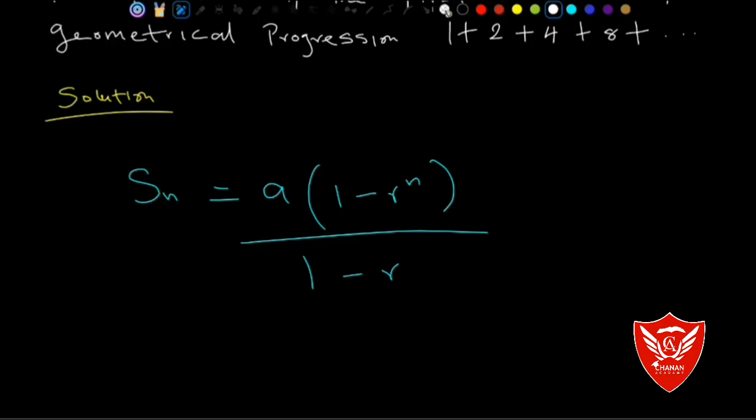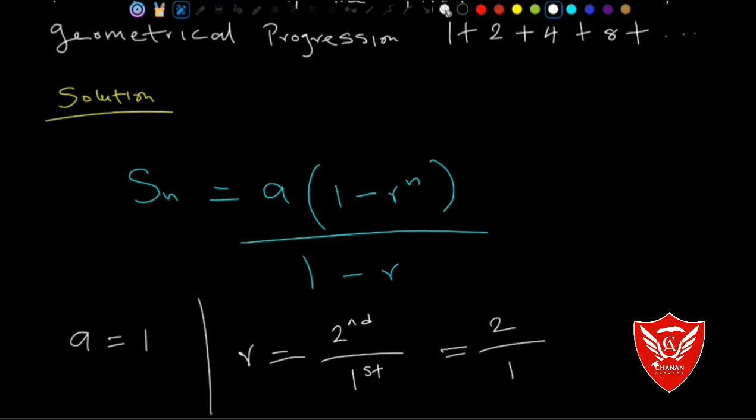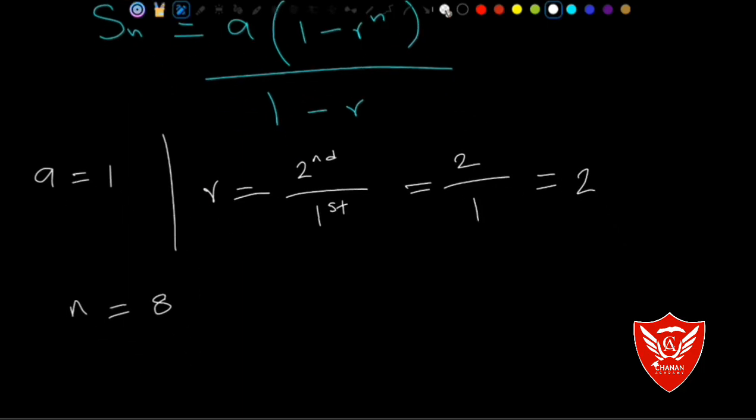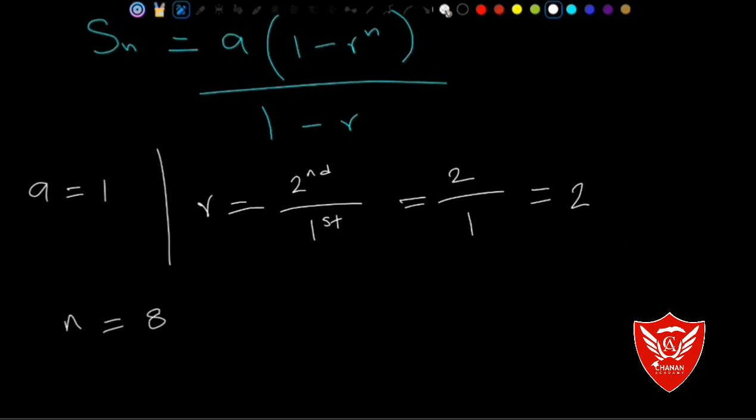From the question, our first term a is equal to 1, and then the ratio r is going to be equal to the second term over the first term. Since it is a geometric progression, the second term is 2 and the first term is 1, so the ratio r is 2. And the term we are looking for, n, is the first 8 terms, so n is equal to 8. So let's substitute the values into the formula.